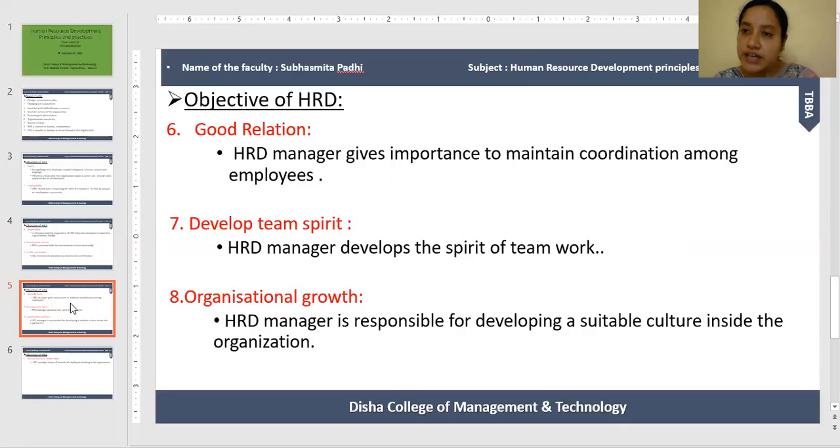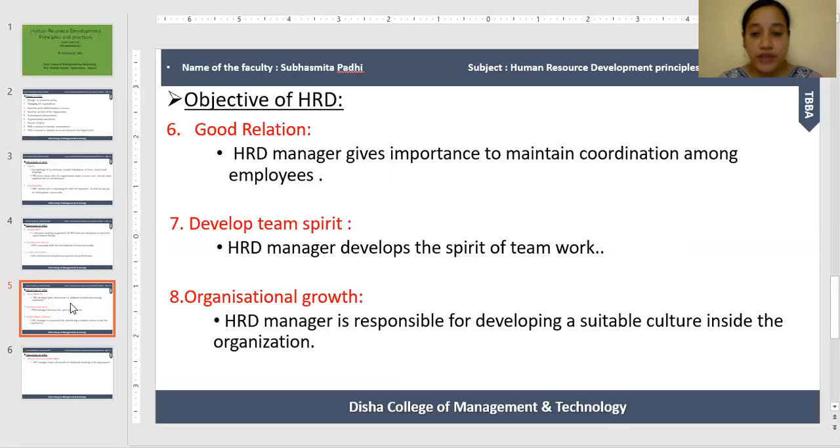If there is industrial peace, if there is harmony maintained in the organization, then only it is possible for the organization to grow, to prosper, and to develop. So for maintaining a good relationship between the employer and employee and among the employees, the concept of HRD is very important, and HRD's intention is to maintain a good and healthier relationship between the employees and between the employer and employees of the organization.